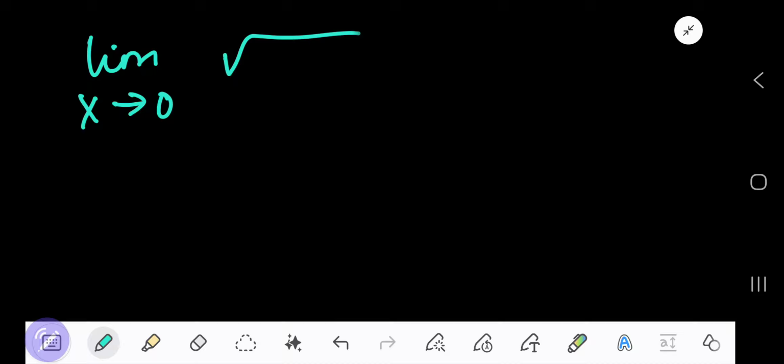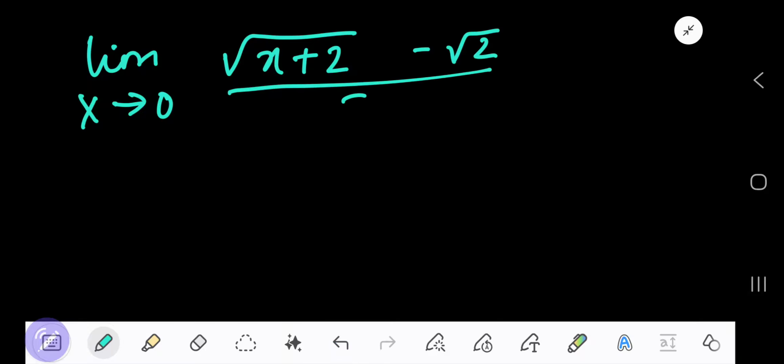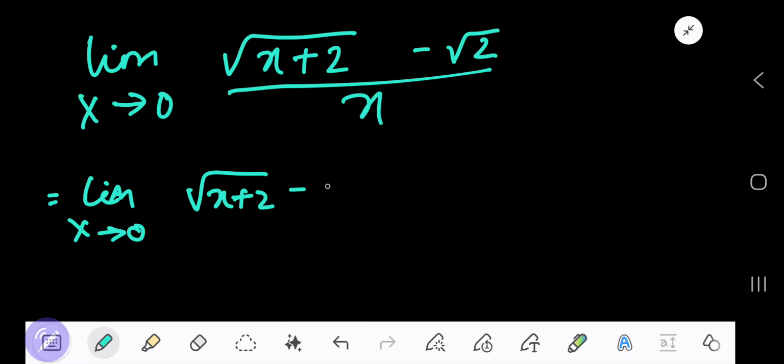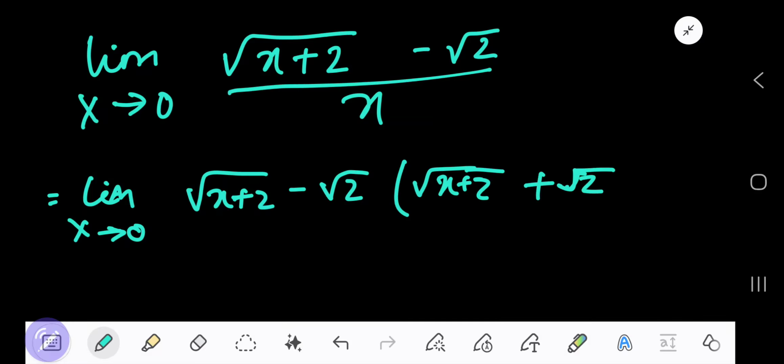If you didn't understand the question, I'll just redo it quickly once. So the question basically was the limit as x approaches 0 of root x plus 2 minus root 2, divided by x. This was the original question. So you multiply with the conjugate. So this would be the limit as x approaches 0 of root x plus 2 minus root 2 and root x plus 2 plus root 2 over x times the same function.